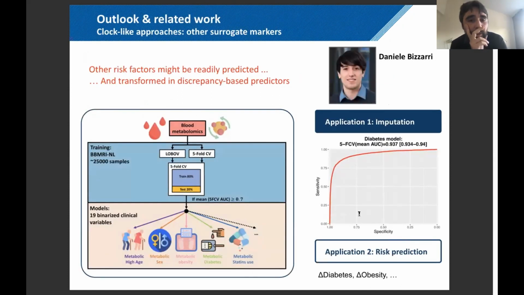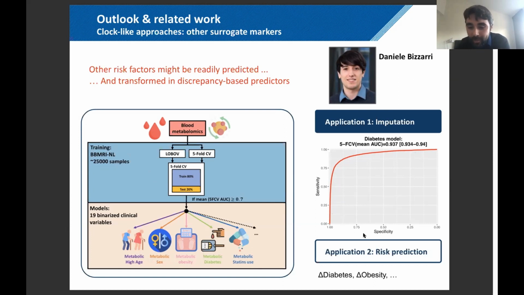Okay, well, one of the PhD students in our group takes this discrepancy in age to a next step. What you can also do is look at different types of risk factors that you can predict. So again, using blood metabolomics data in BBMRI, you can evaluate different types of predictors, for instance for obesity or diabetes status or statin use, and you can use this to, one, impute missing phenotypic data. Showing here for diabetes predictions, we do reasonably well, actually very good.